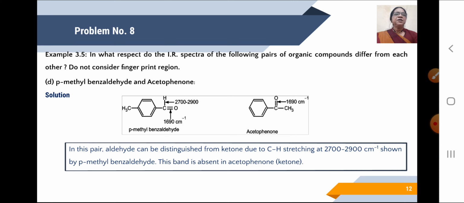Now the next one: in what respect do the IR spectra of the following pairs of organic compounds differ from each other? Do not consider the fingerprint region. You are given here para-methyl benzaldehyde and acetophenone. In this pair, the aldehyde can be distinguished from the ketone due to the CH stretching at 2700 to 2900 per centimeter shown by the para-methyl benzaldehyde. This band is absent in acetophenone, and regarding the CO stretching, in both compounds it is shown at the same frequency, that is 1690 per centimeter.